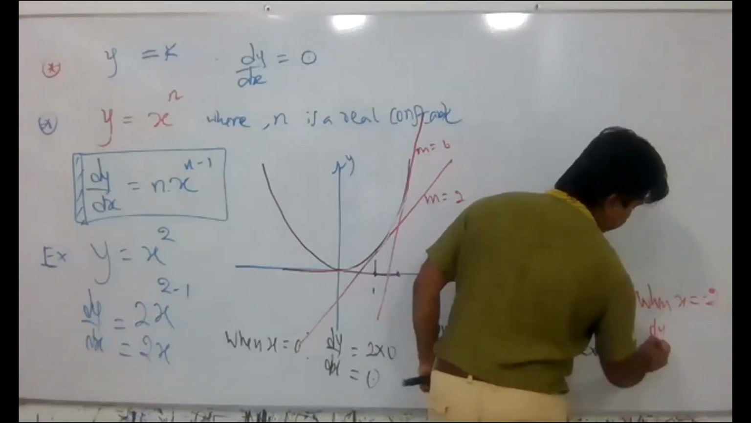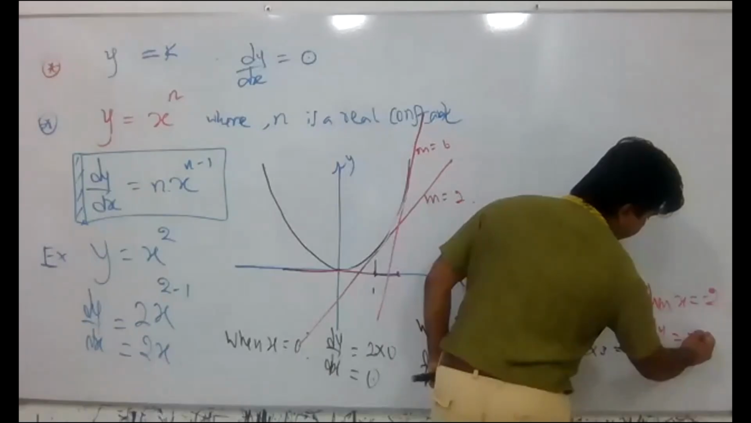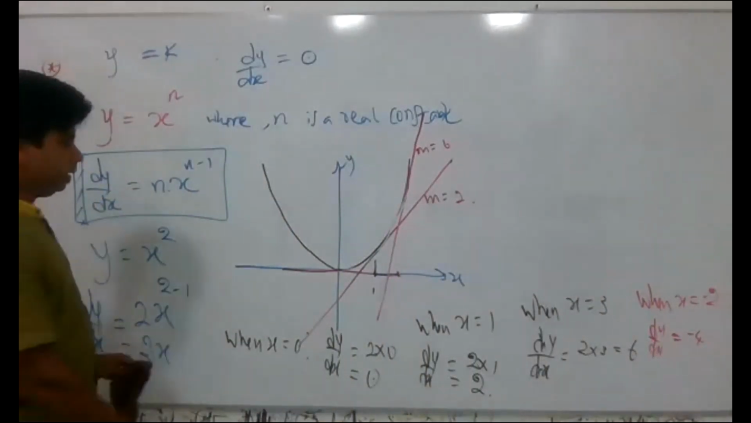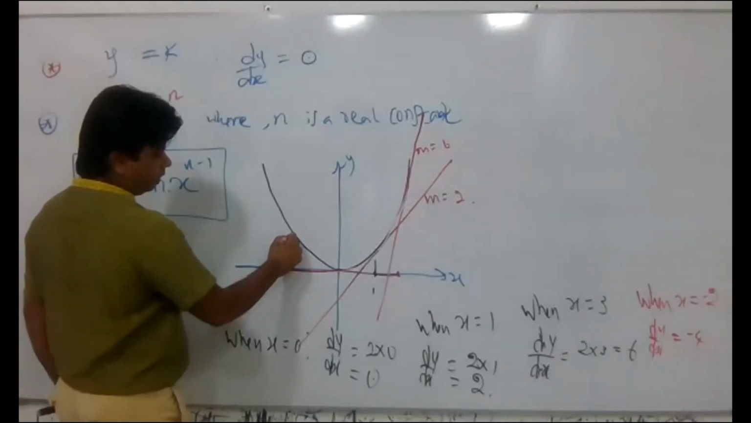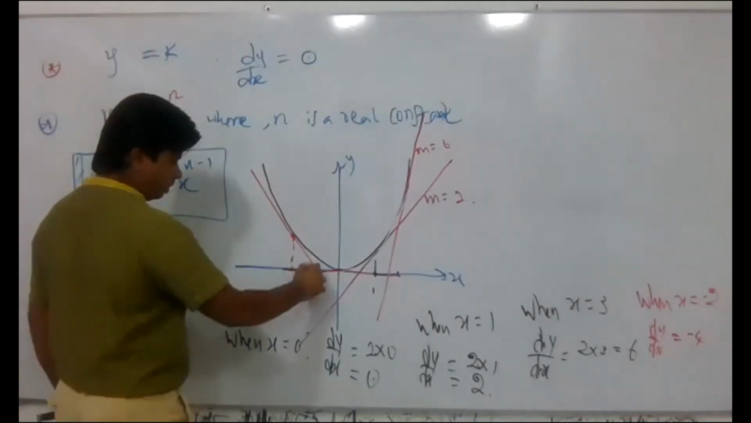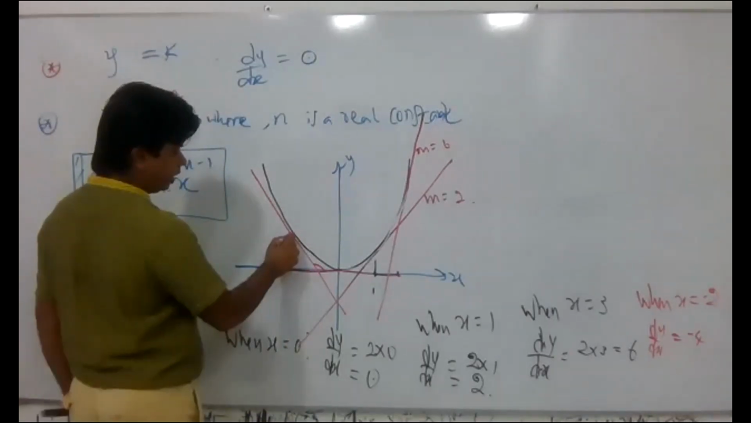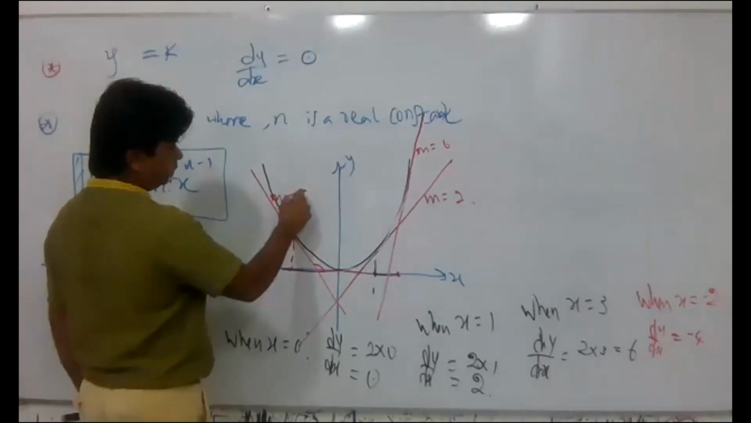Now, if I ask the gradient when x equals minus 2, dy by dx is minus 4, because 2 into minus 2. What is the meaning behind that? If you draw a tangent here, see, it's a negative gradient. There m equals minus 4, okay?